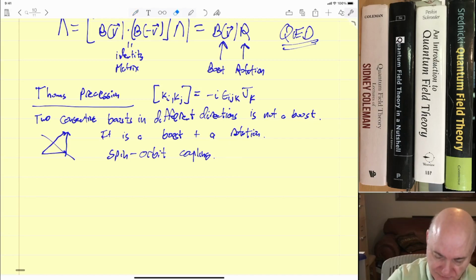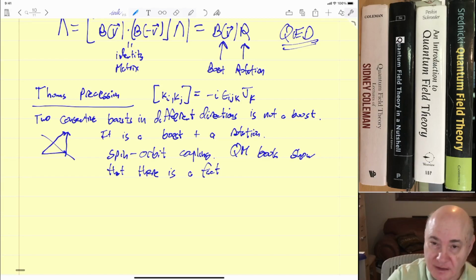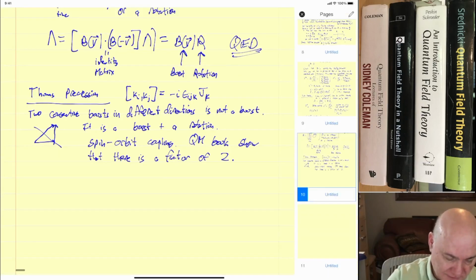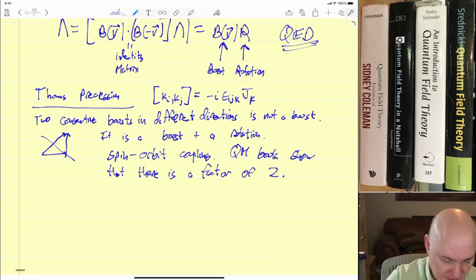And the QM books show that there is a factor of 2, which for a while in the early 1920s wasn't well understood. But it turns out to be a special relativistic effect. It's treated very well and in a lot of detail by Jackson, in section 11.8 of the second edition. And it's treated elsewhere as well.